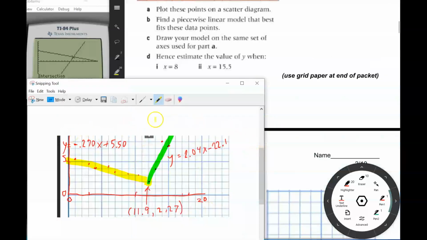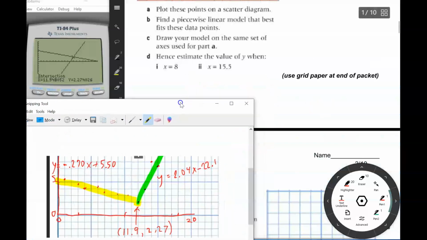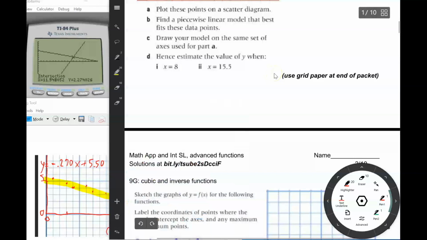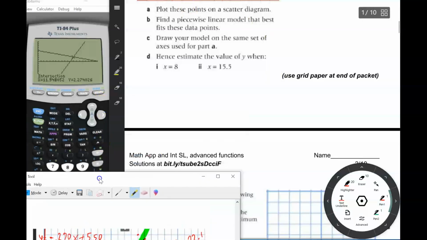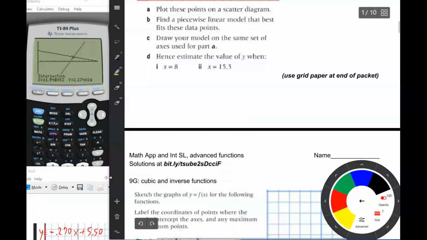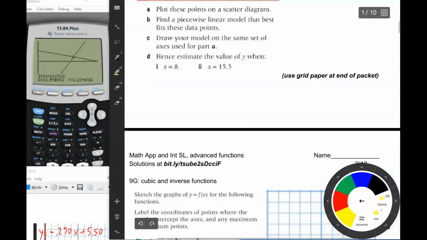Okay, so we've gone back to page 1 to write down our answers. And first it says to plot these points on a scatter diagram, which we did on the other page. Find a piecewise linear model that best fits these data points. Yes, we have these two equations, and I'll just write them here. So we have the yellow equation. If I write this in yellow, is it going to show up? Not very well.